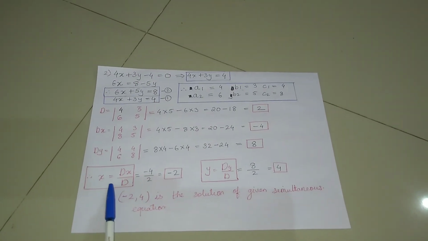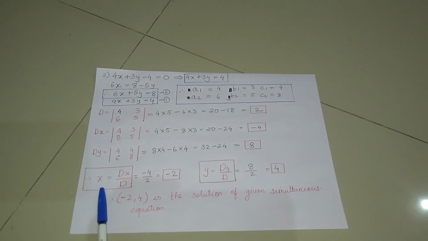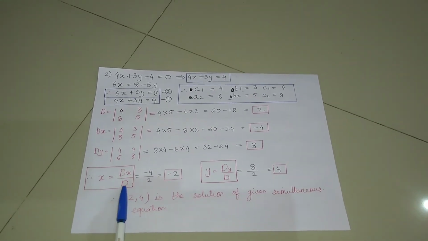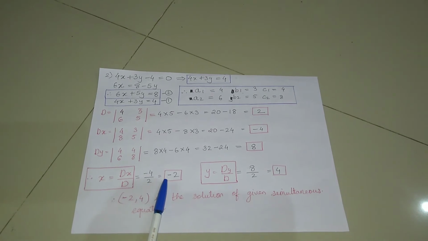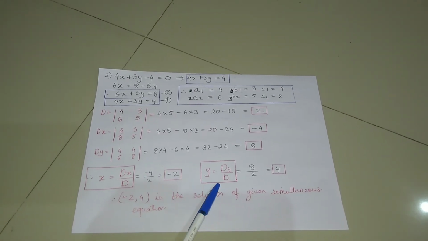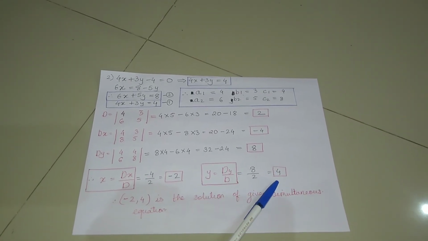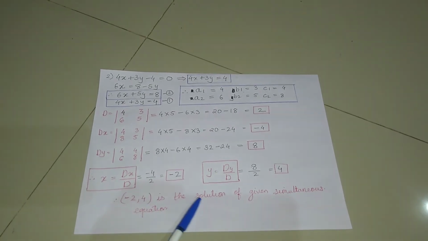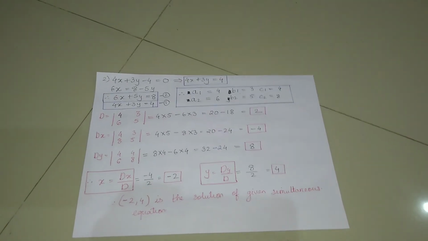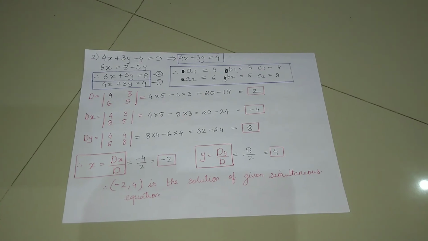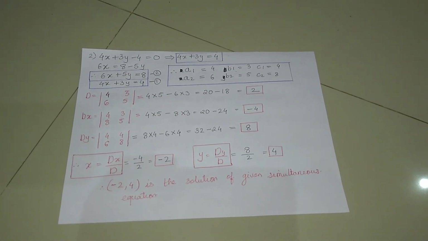Okay, so the formula for finding x by Cramer's rule is dx upon D, that is minus 4 upon 2, the answer is minus 2. For y it is dy upon D, that is 8 by 2 is equal to 4. So minus 2 comma 4 is the solution of the given equations. Okay, so you can just take a snapshot and write down these sums.